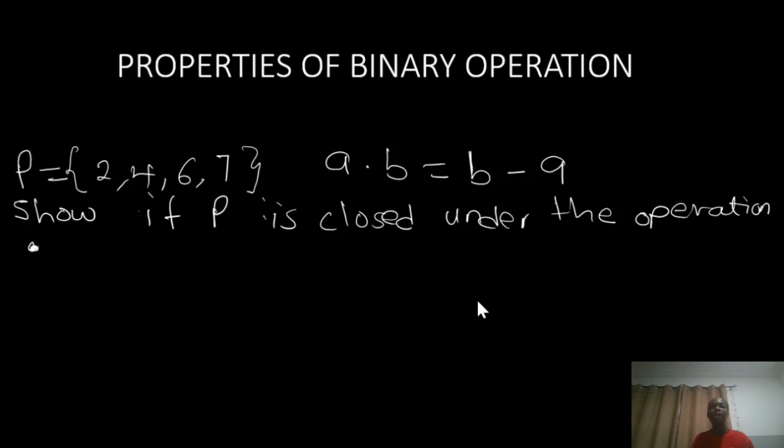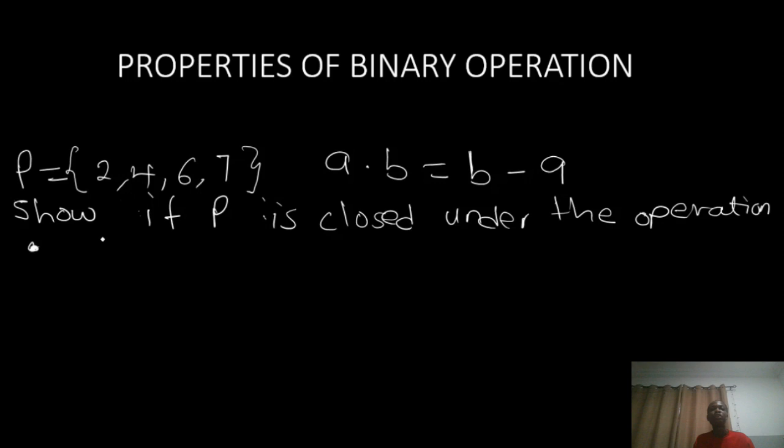So we are continuing our lessons on the properties of binary operation. But before we move on to the next property, we are going to solve one question on the closure property. So we've been given a set P equal to 2, 4, 6 and 7. Then we've been given a rule for the operation dot to be A dot B is equal to B minus A. So show if P is closed under the operation dot.